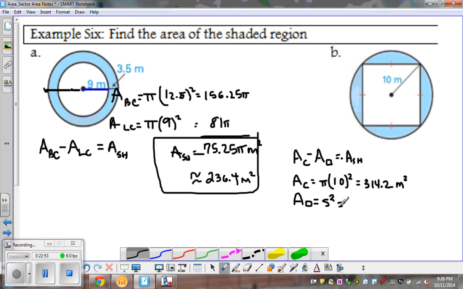Remember, a square has the same length sides. Now the problem is I don't know what the length of any of these sides of my square are. So I've got to find it somehow. They only tell me that this piece right here of my circle is 10. We've actually got to use a little Pythagorean theorem here to figure out what it's going to be.